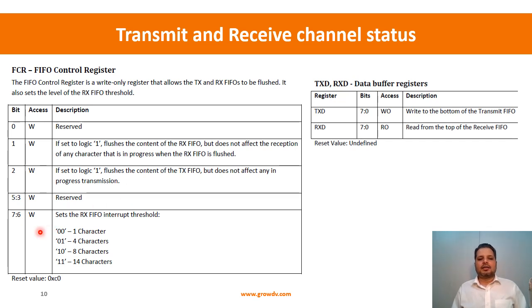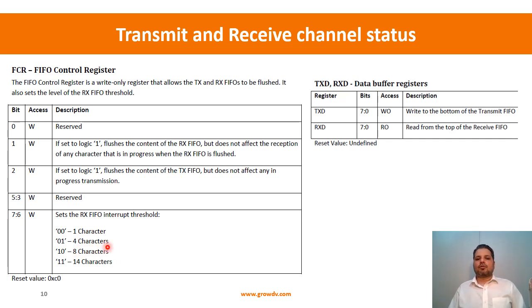And then the last 2 bits indicate the RX54 interrupt threshold we had talked about. If it is 00, it's 1 character. So as soon as 1 character comes into the RX54, it will interrupt the processor. You can interrupt it at 4 characters, 8 characters, or 14 characters, depending on how delay sensitive your application is. You can program a different character threshold, and as and when this threshold is reached, the interrupt will be generated to the processor.